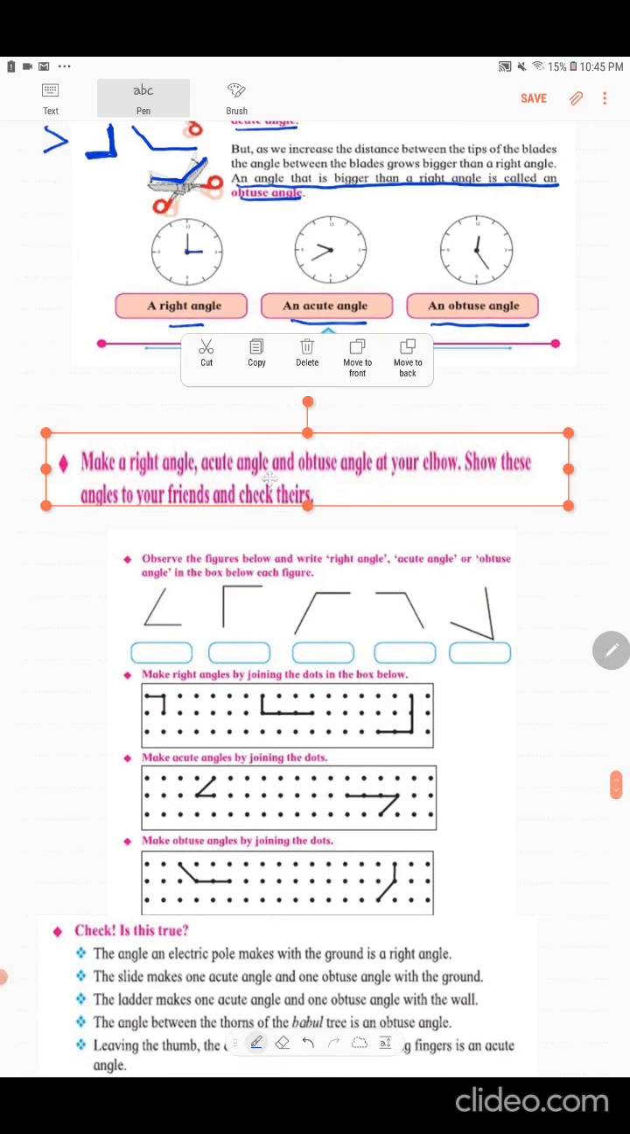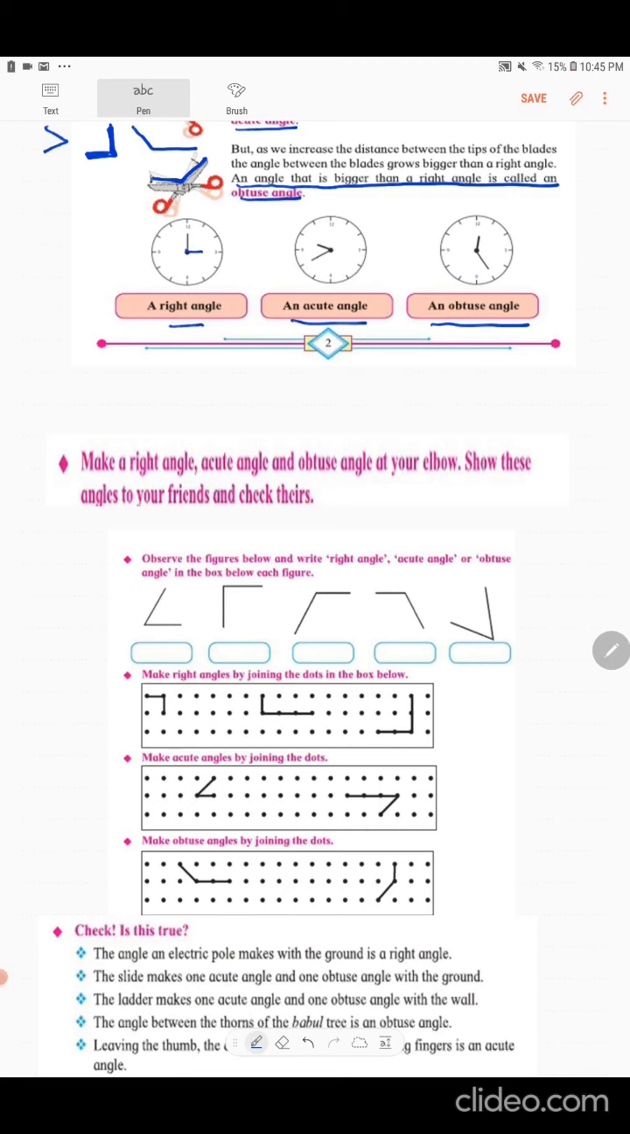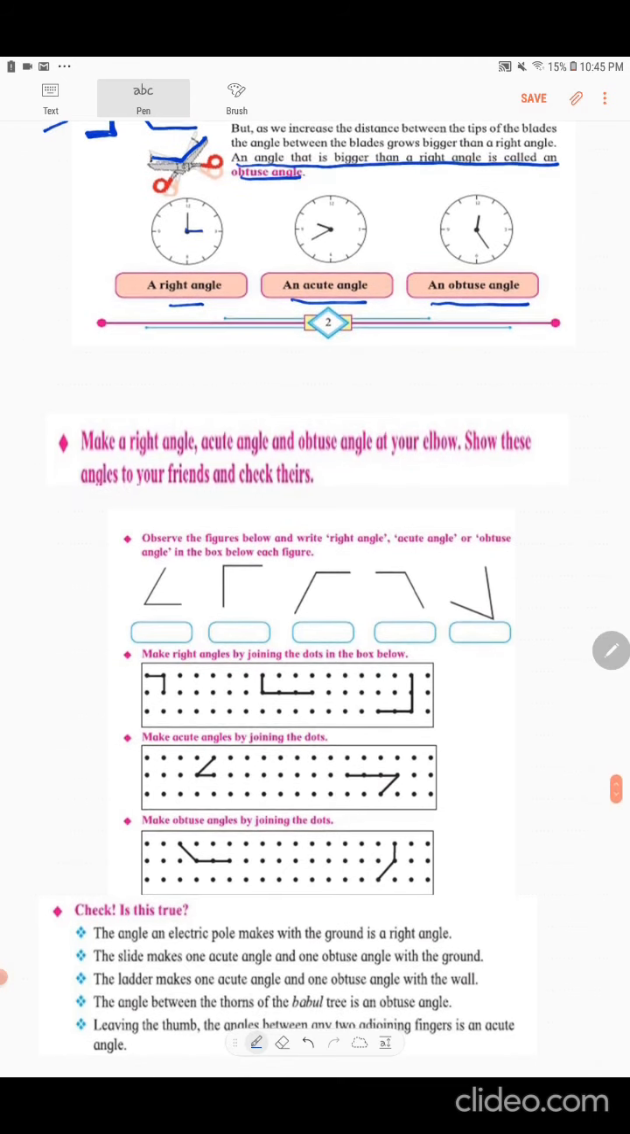Now make a right, acute and obtuse angle at your elbow. Show these angles to your friends. Now you can show your parents how to make them. I have shown you in the pictures above how to make angles with your elbow. Now observe the following pictures and write whether it is an acute, obtuse or a right angle.